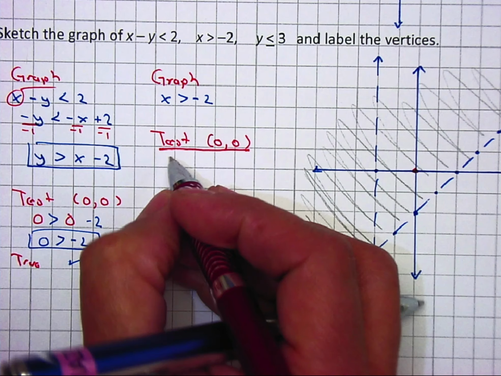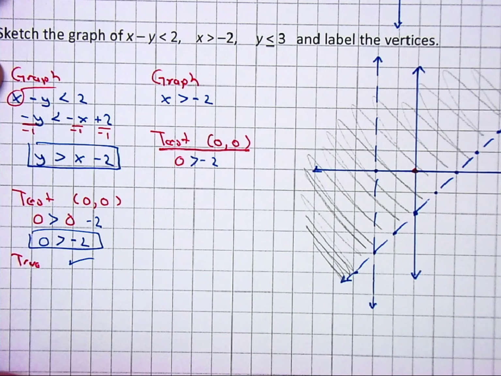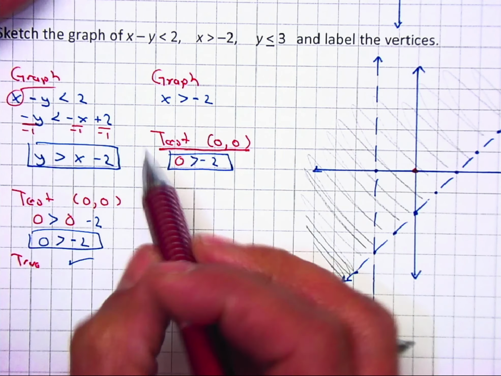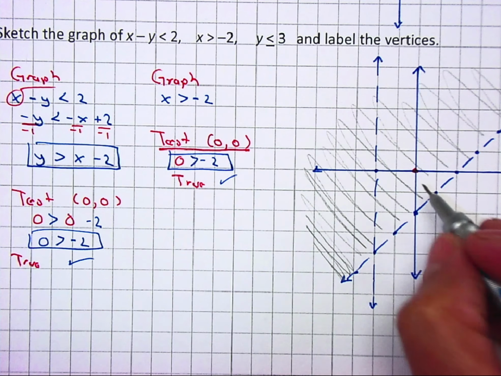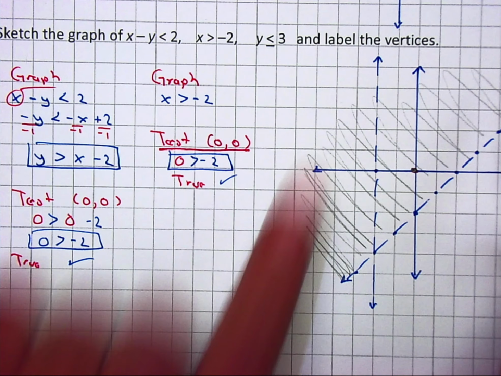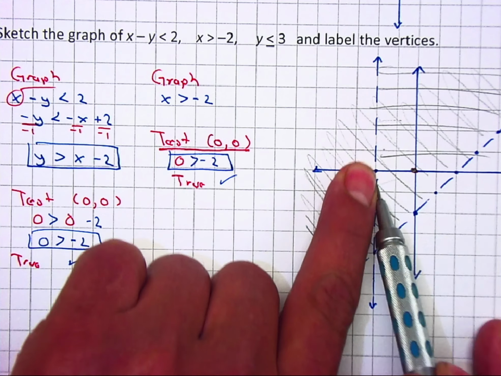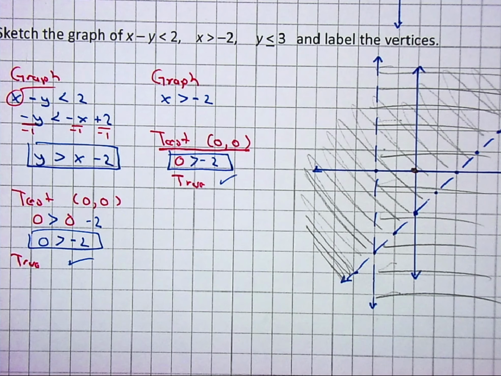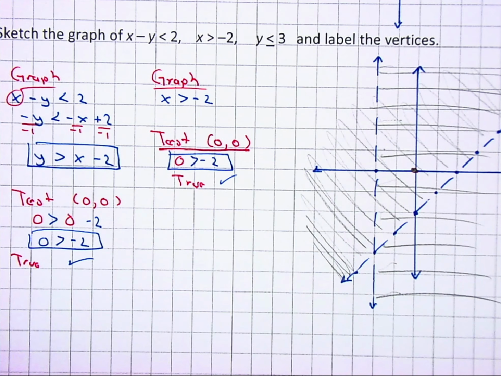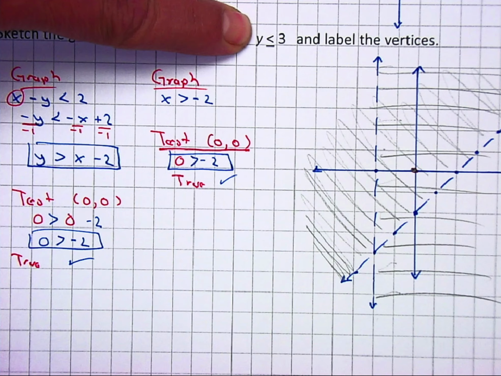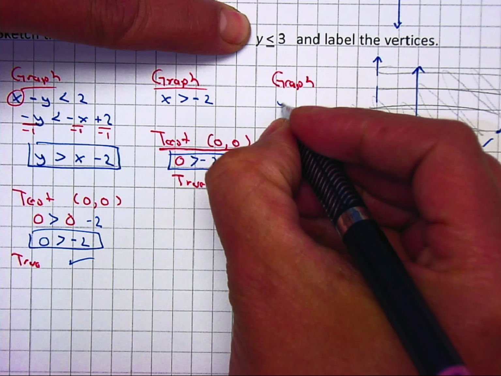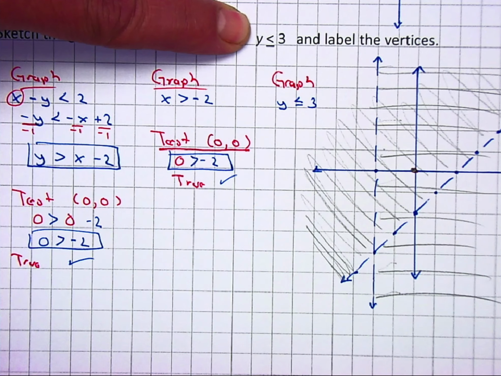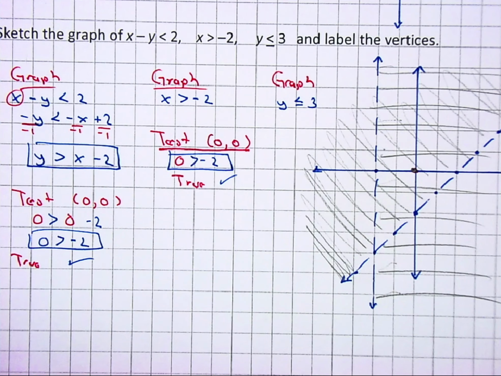So that'll be 0 is greater than negative 2. And this is also true. Therefore, 0, 0 is a solution. So all the solutions are on the right. And I'm going to graph the last equation, or inequality. y equals 3 will be a horizontal line. In this case, it's going to be a solid line.